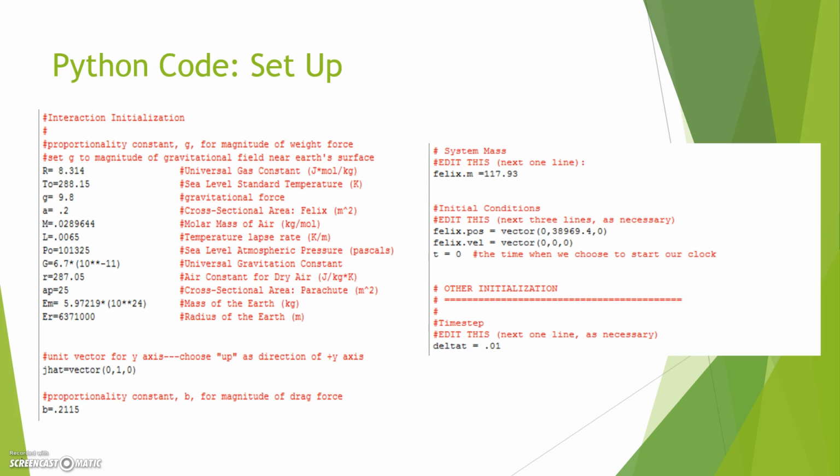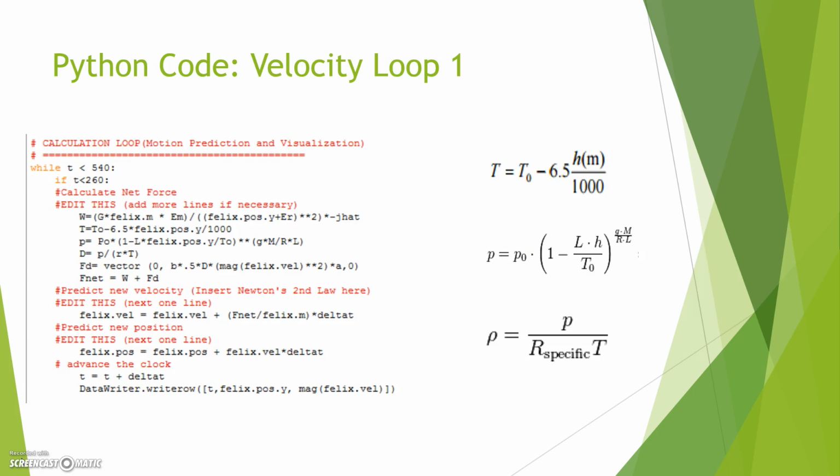The drag constant B is found using guess and check to get Felix's final position as close to the surface of the Earth as possible after 540 seconds. Now we can implement the computation loops that calculate the velocity of Felix as he falls and update the position. The first loop is from t equals 0 to 260 seconds.